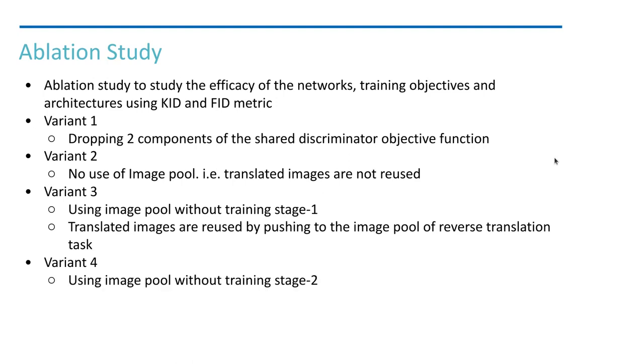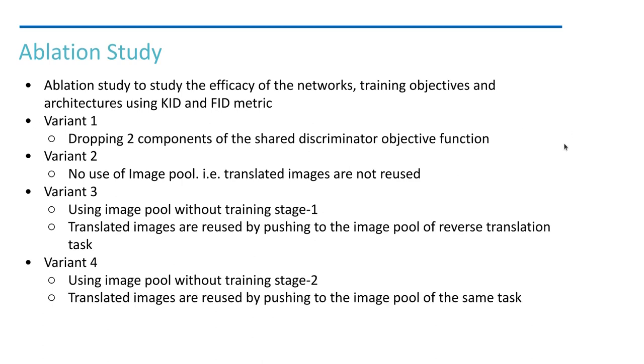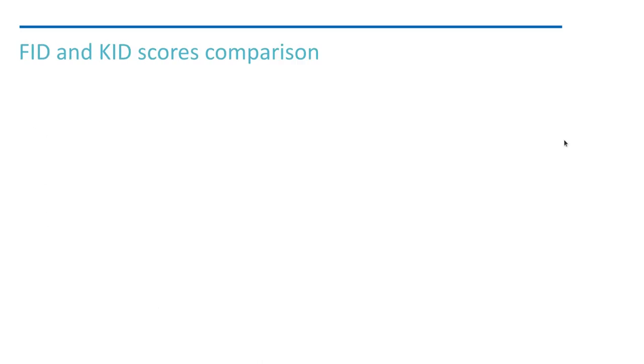In variant 4, we use the image pool without training stage 2. In other words, the translated images are reused by pushing them to the image pool of the same task and not to the image pool of the reverse translation task.